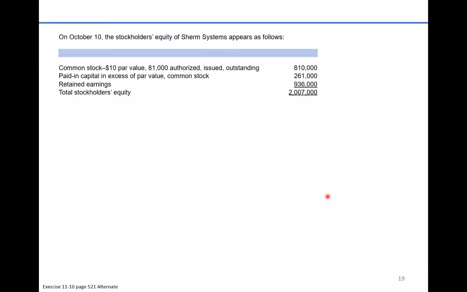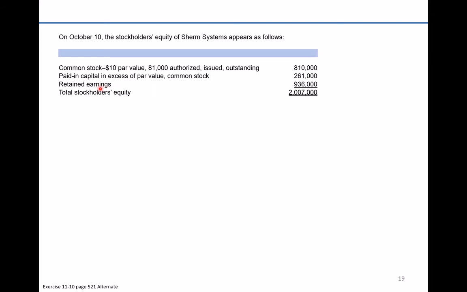It says on October the 10th, the stockholders' equity of Sherm Systems appears as follows. The company has common stock. It has a $10 par value. There are 81,000 shares that have been authorized, and all of those shares have been issued, and all of those shares are currently outstanding. So then the value of the common stock is pretty simply $10 times 81,000, which gives us a common stock balance of $810,000.